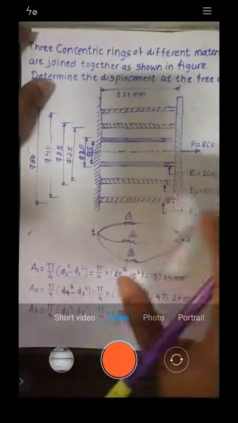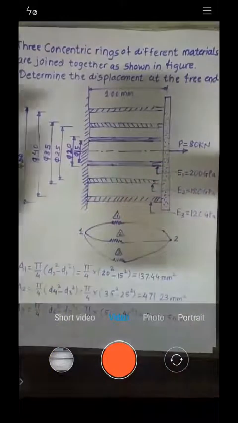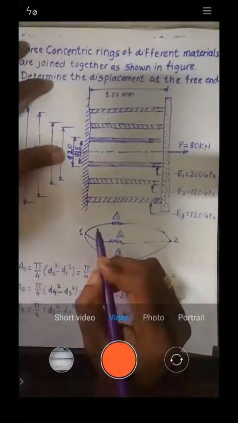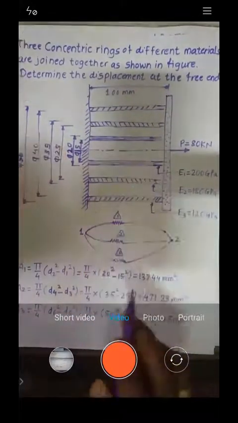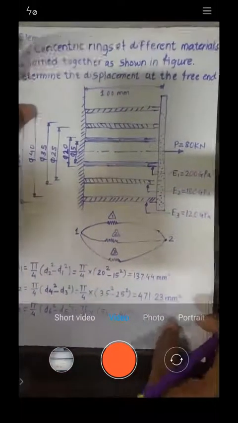Tell me from this diagram, what is the boundary condition? U1 is 0. See, if you talk about node 1, at node 1 this structure is fixed. That means node 1 cannot move. That means what? Displacement at node 1 is 0.